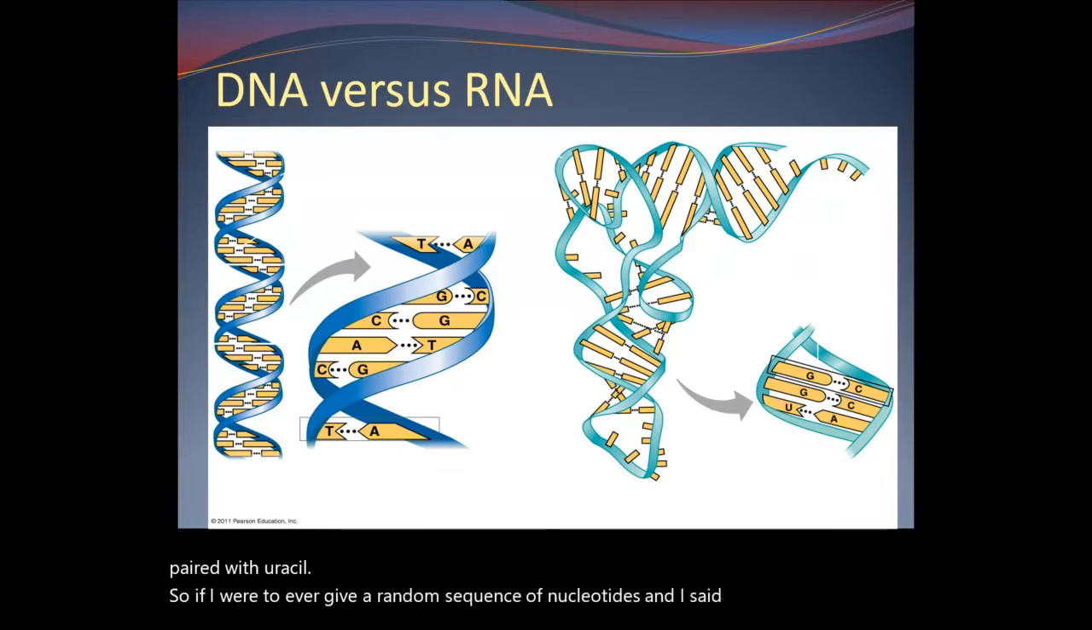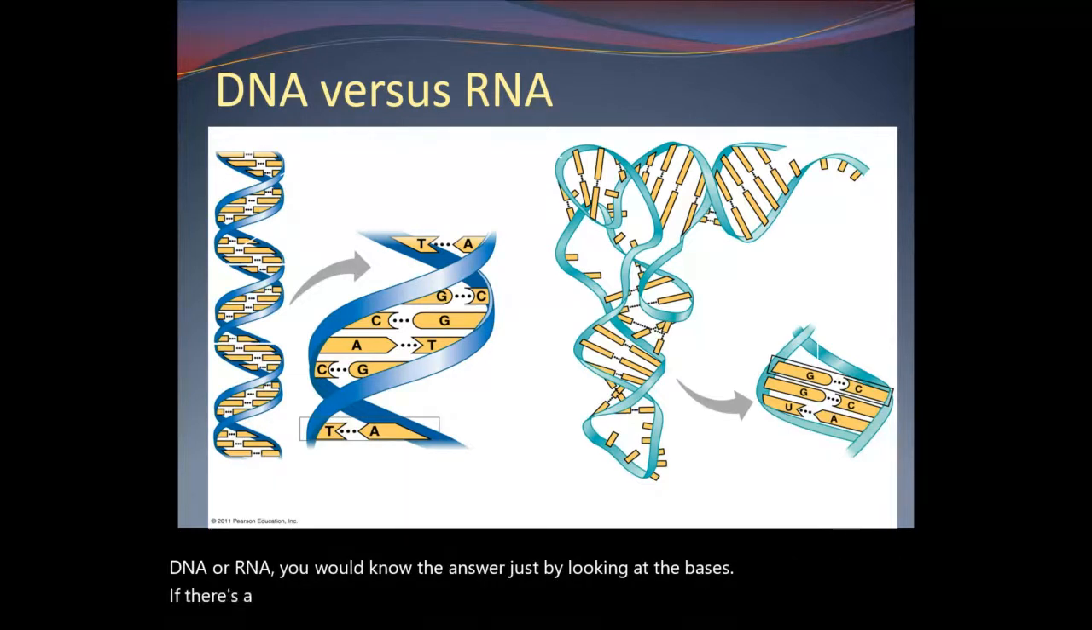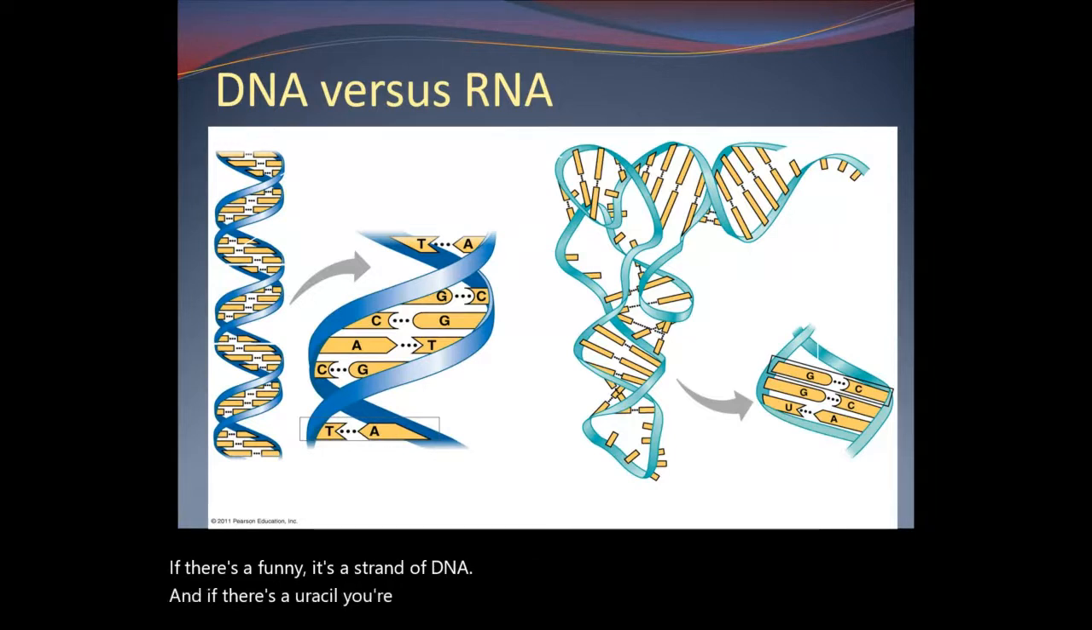So if I were to ever give you a random sequence of nucleotides and I said, hey, is this a strand of DNA or RNA? You would know the answer just by looking at the bases. If there's a thymine, you know it's a strand of DNA. And if there's a uracil, you know you're looking at RNA.